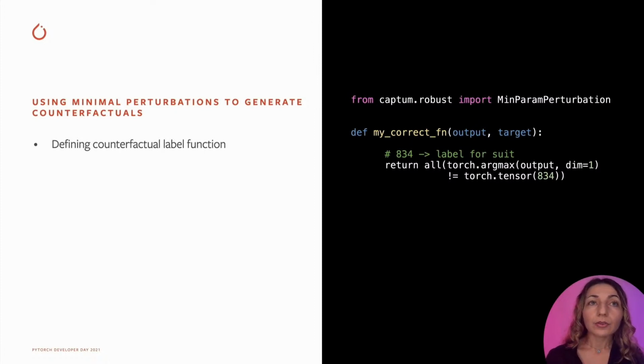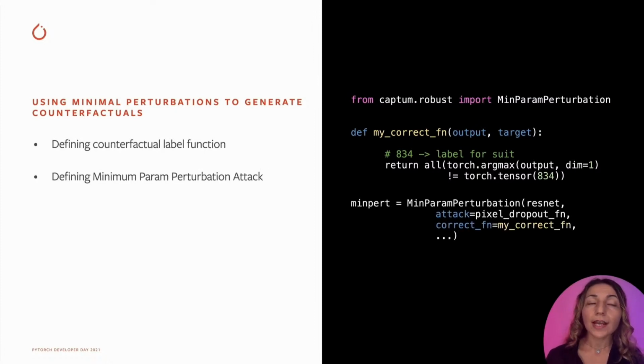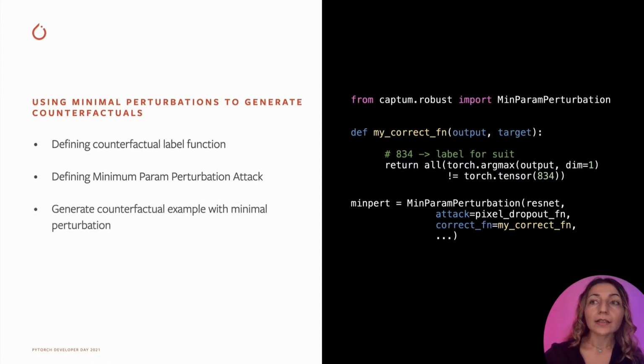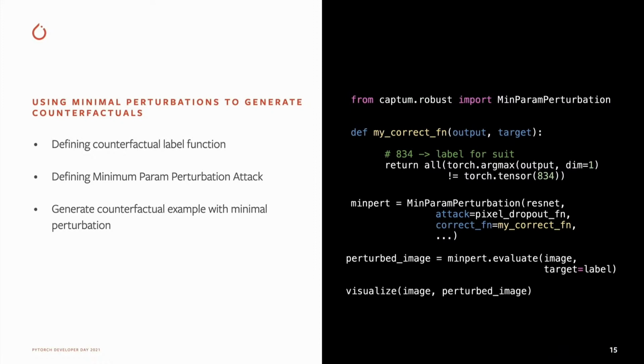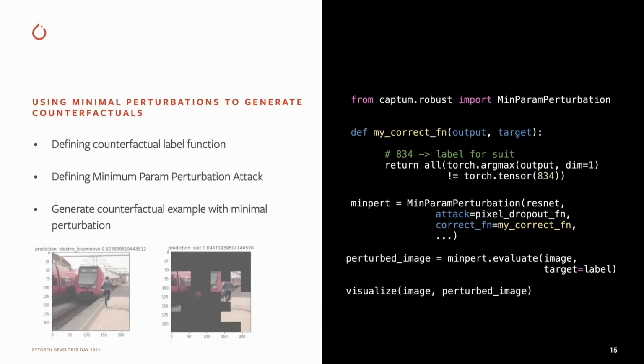Knowing that the index of the suit class is 834, we can define such a criteria in an auxiliary function that will be used by the algorithm in order to decide if the model changed its prediction label to suit. We can then pass that function to the constructor of min param perturbation along with the model, the attack function, which performs pixel dropout or ablation in this case, and other required arguments. Similar to FGSM, we can then compute the perturbed image by calling evaluate and then visualize side by side.